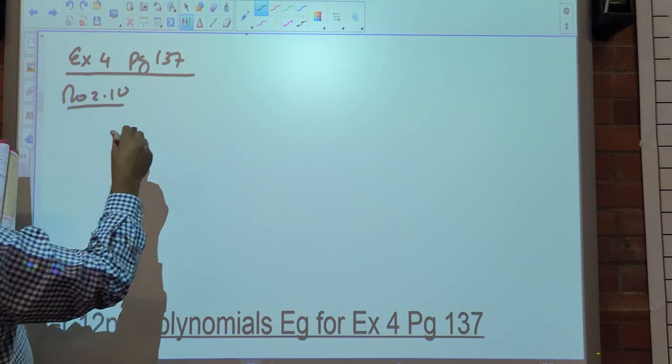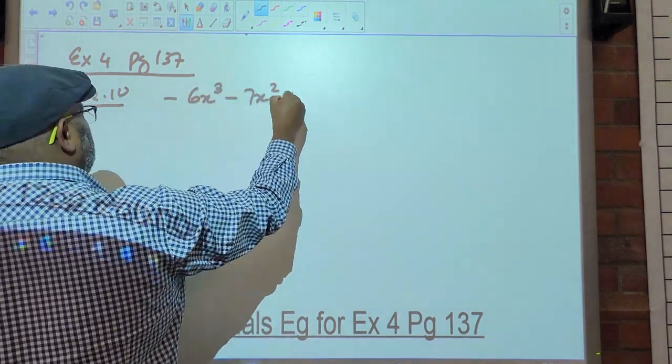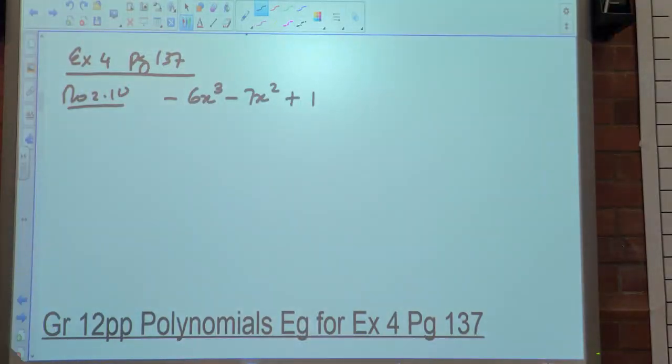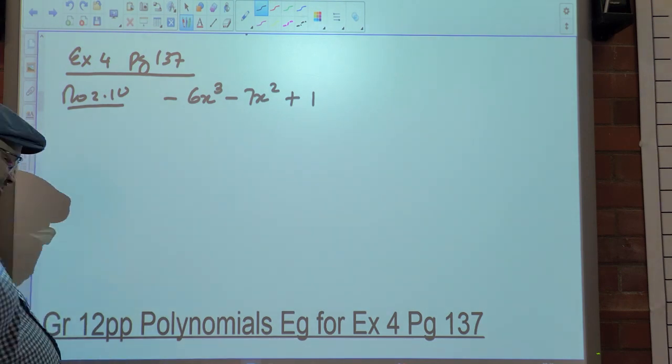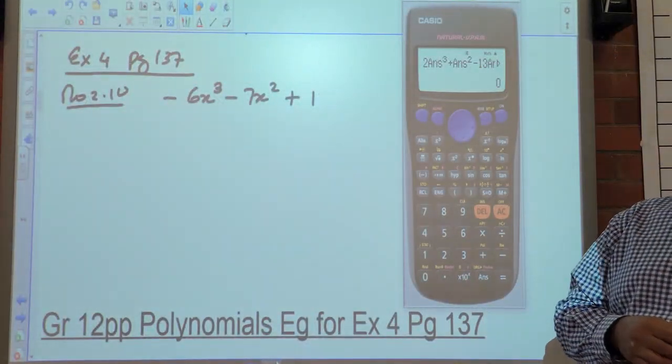Okay, the sum reads: negative 6x cubed minus 7x squared plus 1. What's the first thing we need to do? Check for the factor, not so? So what I do is I put it in a calculator. I'm going to start with 1.